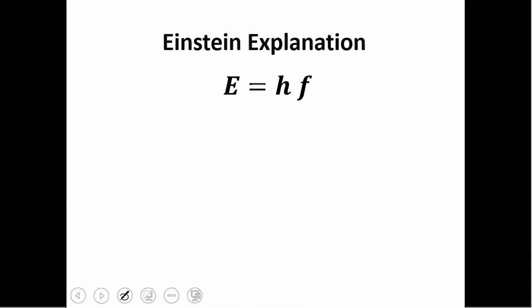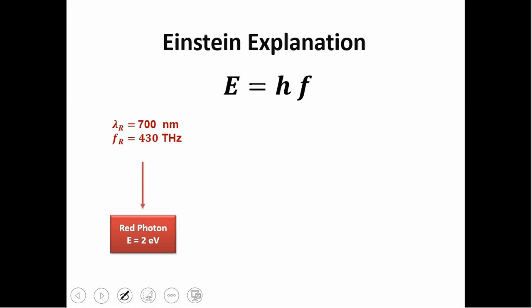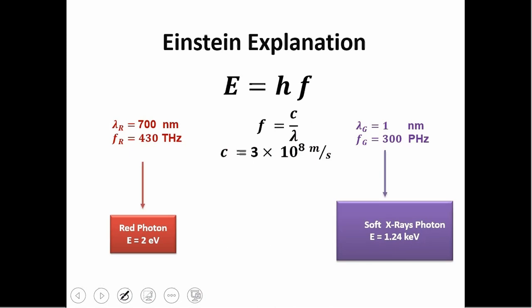But before going to the explanation, let us make some simple calculations. For example, for the red color, we want to calculate the energy of a single photon, and you can see this frequency and wavelength, and if you calculate, you get the energy of the photon equal to 2 electron volts, and we have used this relationship over here as well. But when we calculate the energy of the X-rays, soft X-rays, we get the energy equal to 1.24 kilo electron volts, which is way higher than the energy of the red color photon.